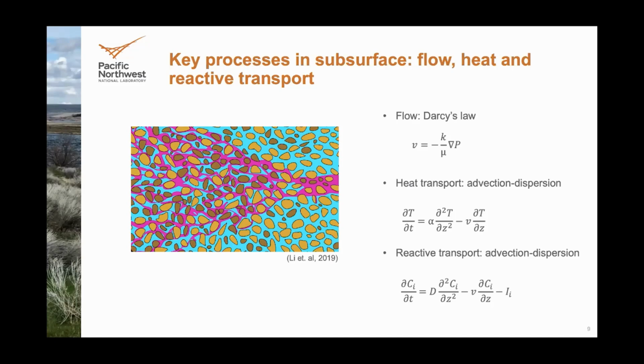And reactive transport means flow and transport with reactions. As we can see, the equation for reactive transport is similar to that for heat transport. C here means the species concentration. One difference is we have one more term, I, at the end. It represents the consumption or production of the species. If I is positive, it means the chemical is consumed during the transport. If it's negative, it means it's produced during the transport.